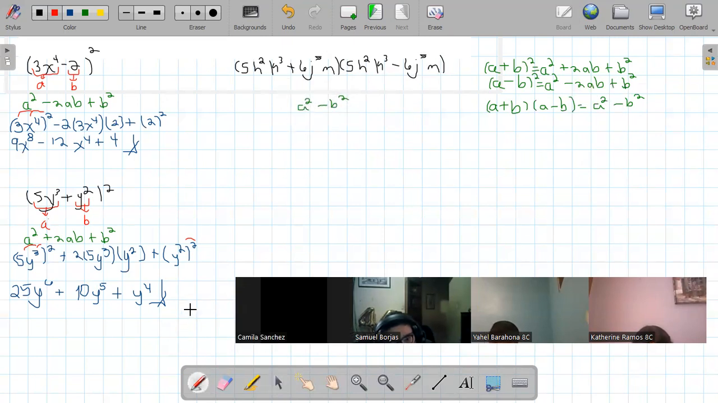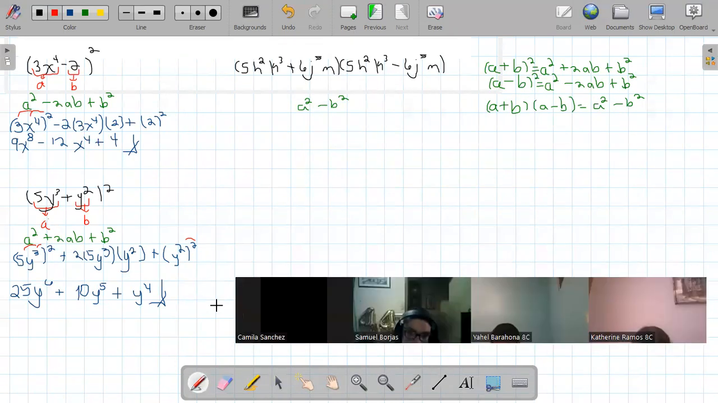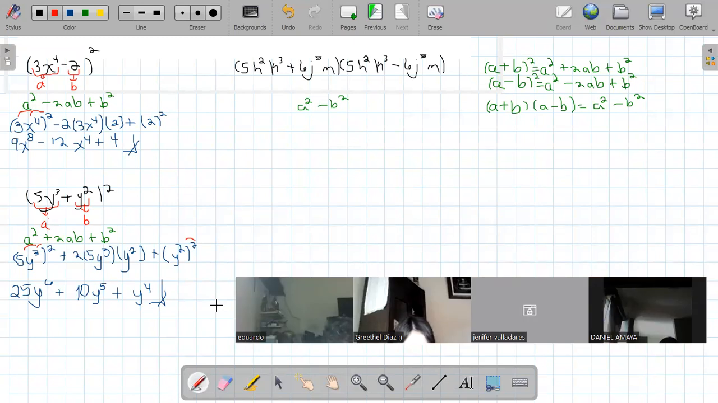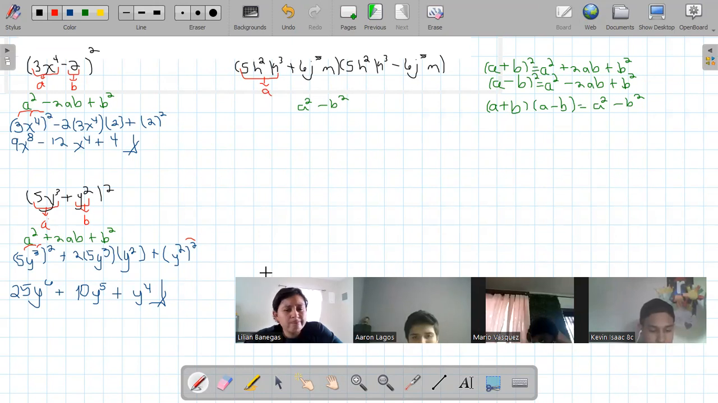How much is A? 5h to the second power and k cubed. Very good. That's A. Does it matter from what parenthesis I identify it? No, right? Because they're exactly the same terms.